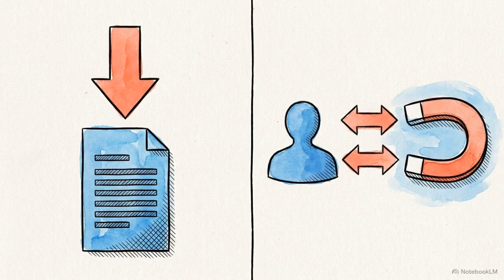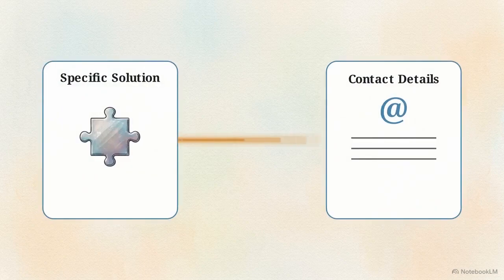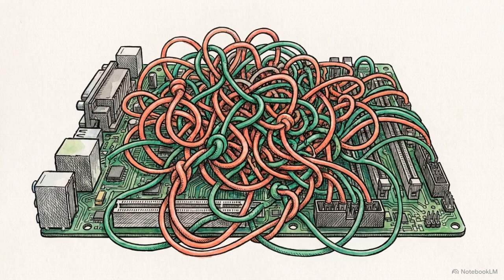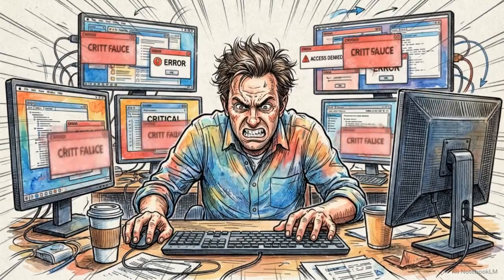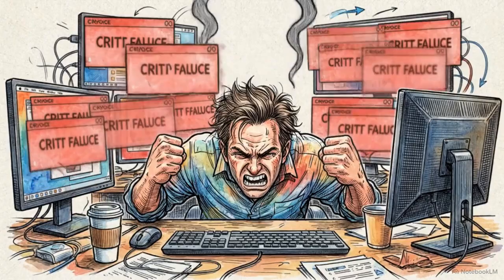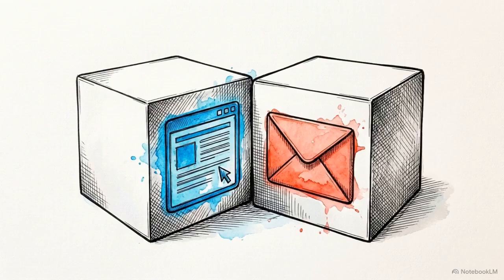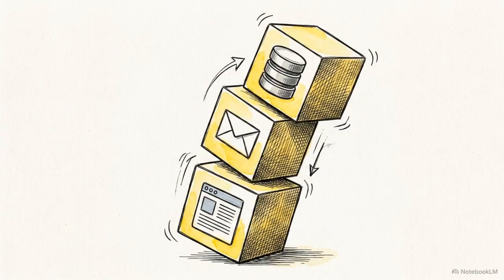To turn a download into a relationship, you need a lead magnet funnel. This is a deliberate, interconnected capture system that exchanges a specific solution for a user's contact details. Historically, building this system was a nightmare of technical friction. If you didn't know how to write code, you were forced to duct tape together half a dozen expensive software platforms, one tool for landing pages, another for emails, and a third for the database.